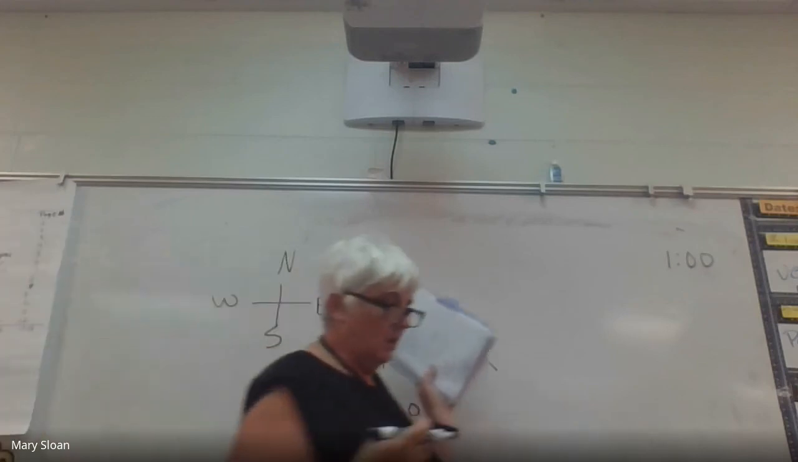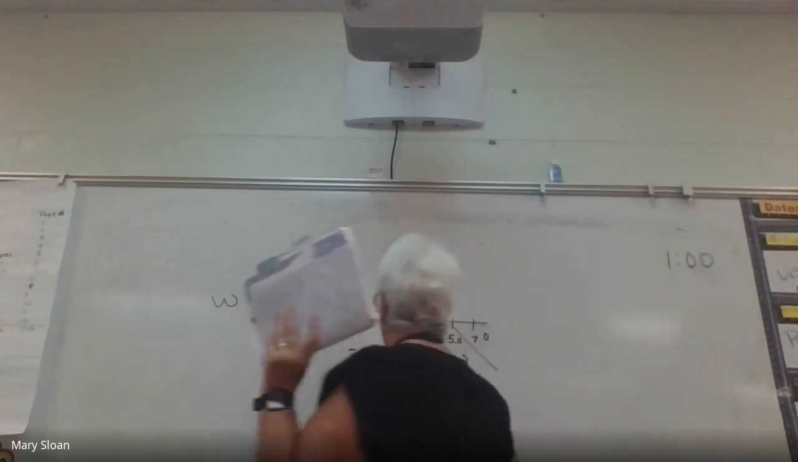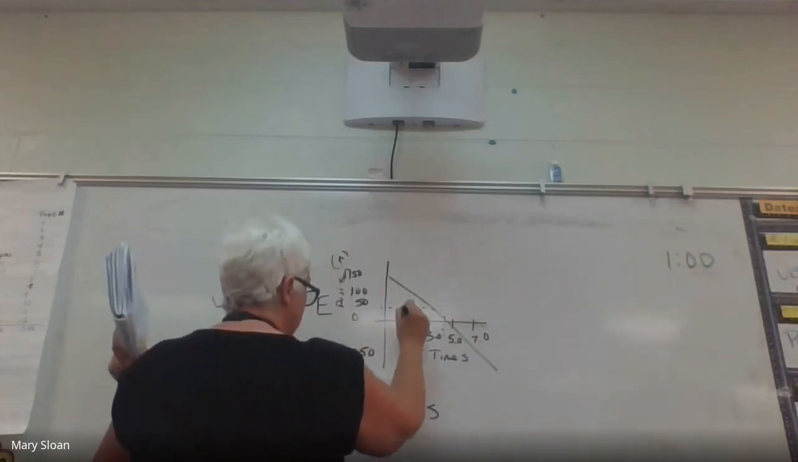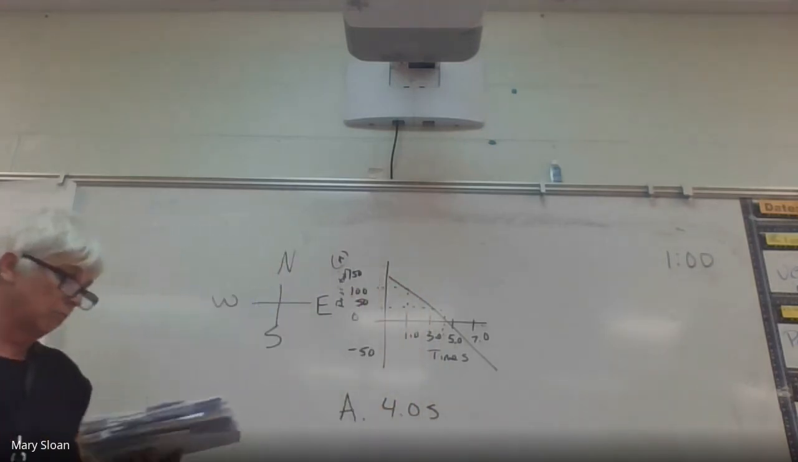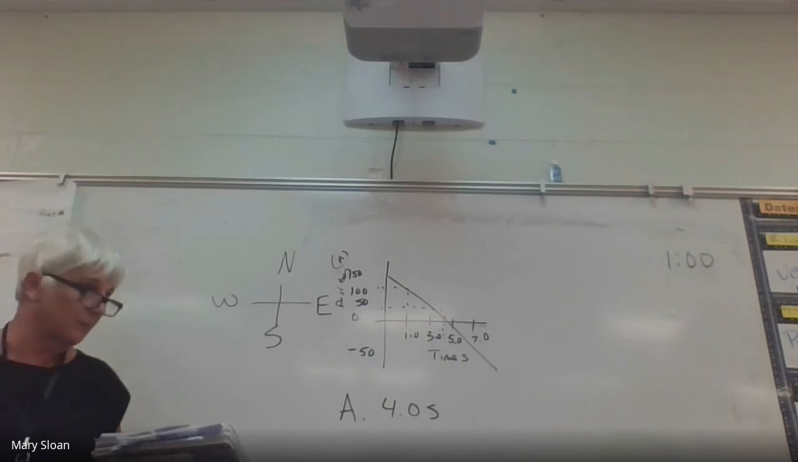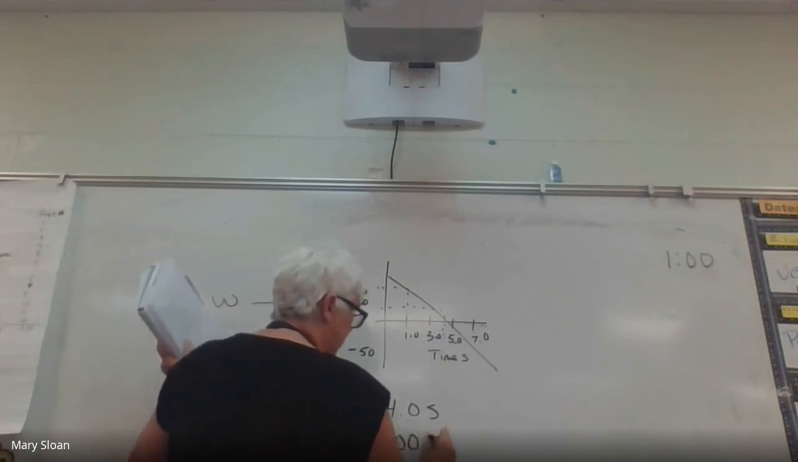Okay? The next question asks me, where was the car at 1 second? Well, I'm going to go to 1 second. I'm going to go up. I'm going to go around. Everybody agree, 100 meters? Okay? So B is 100 meters.